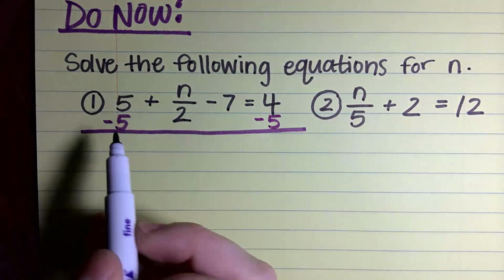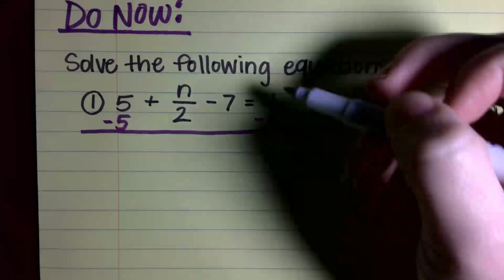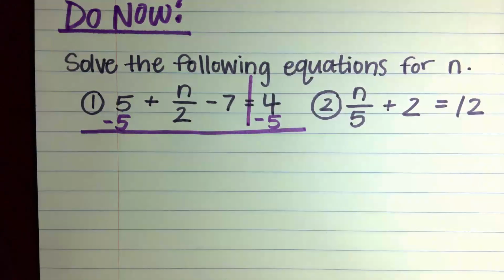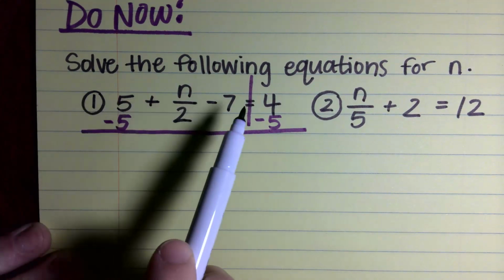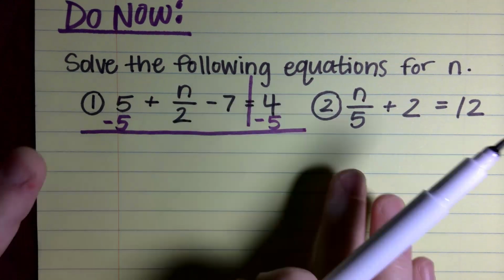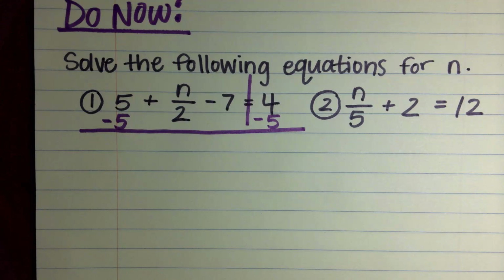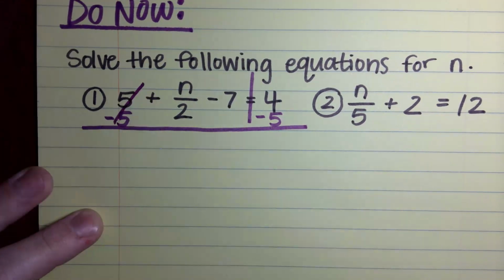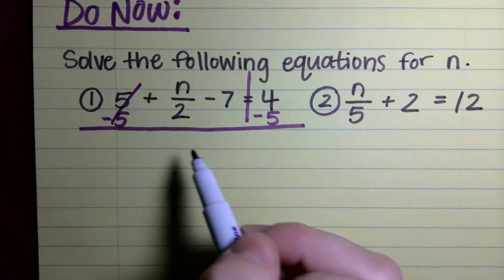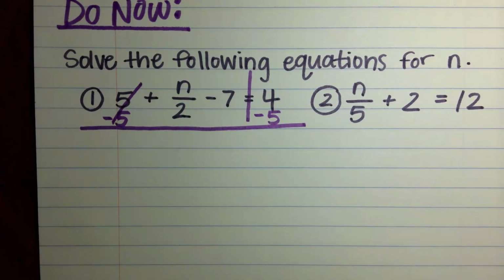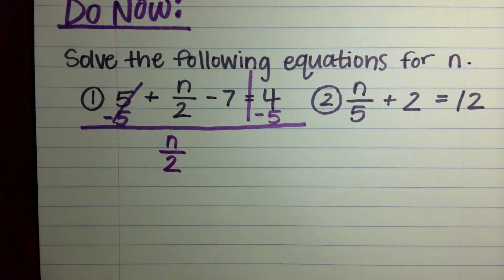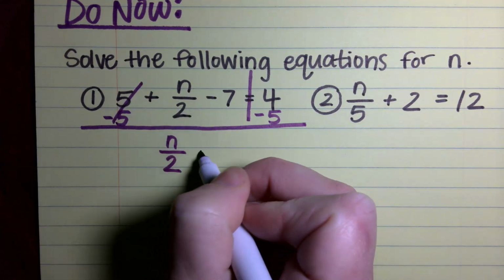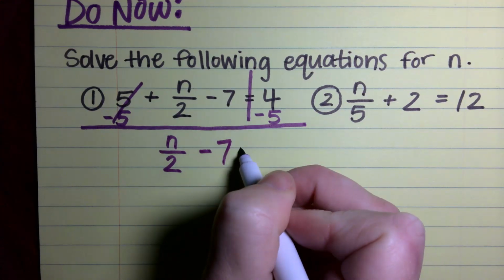So remember, whatever I do to one side of my equation, I can think of there being an imaginary line where my equal sign is. This is one side, this is the other side. I've got to do the same thing on both sides. So I have subtracted 5 from both sides. My 5s are going to cancel, and I'm going to bring everything that's remaining down. So I have n divided by 2, I have minus 7, I've got equals.